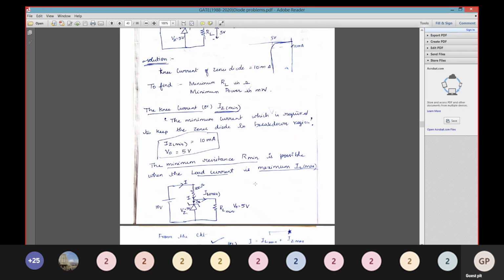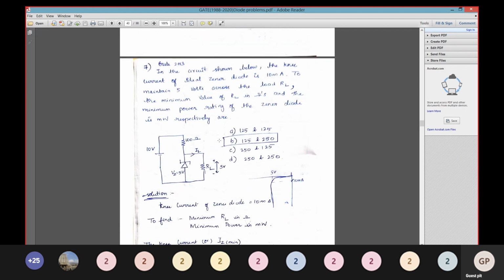As I told you, the knee current is given by the notation I_Z minimum. So the minimum current which is required to keep the Zener diode in the breakdown region is given as 10 milliampere.